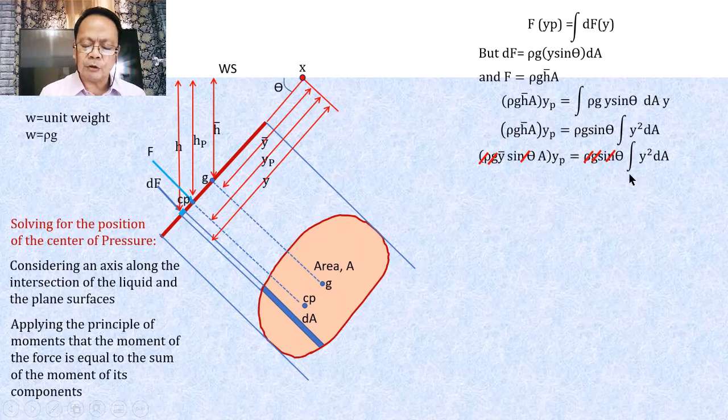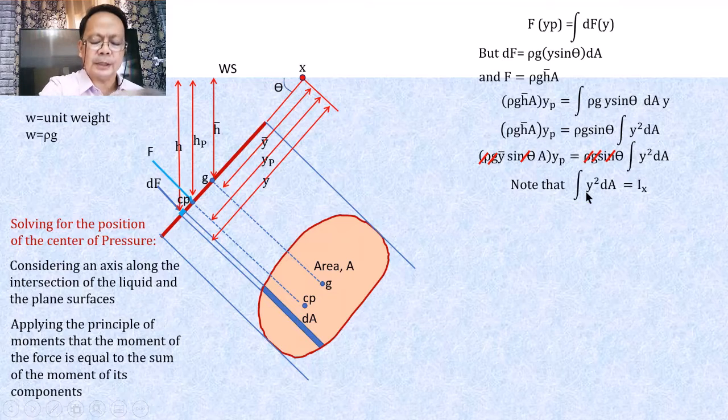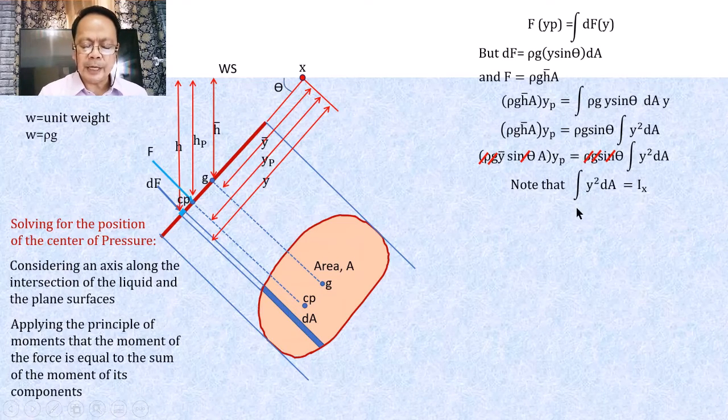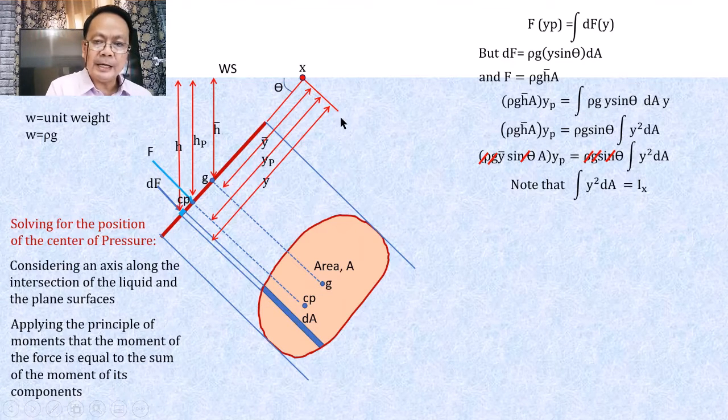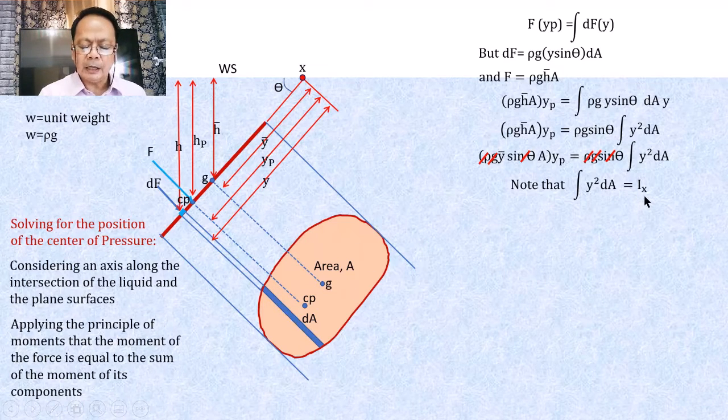And I would like to recall, do you still remember this term, the integral of y squared dA? Now, pag-aralan natin, ano ba itong tinutukoy itong y squared dA? It actually refers to the second moment of area, referred from the distance where y is measured. And since y is measured from this x-x, di ba? Therefore, it refers to the moment of inertia of this area from the x-axis or from the intersection of the plane and the liquid surface.